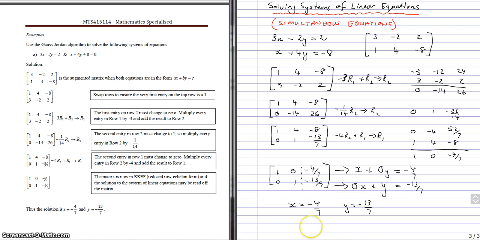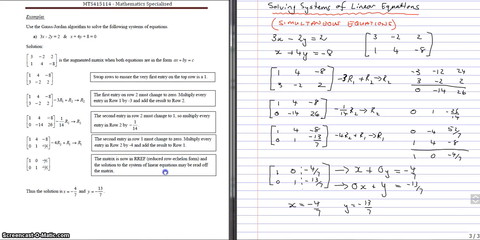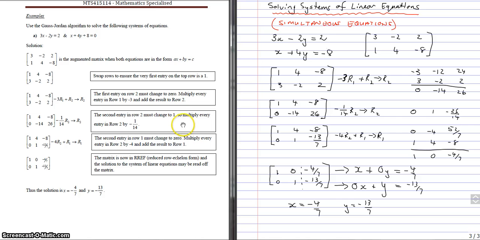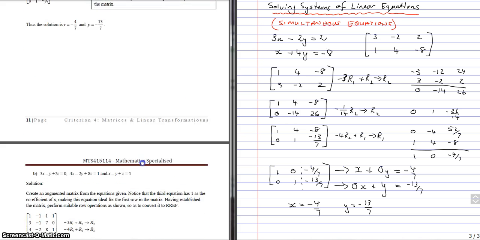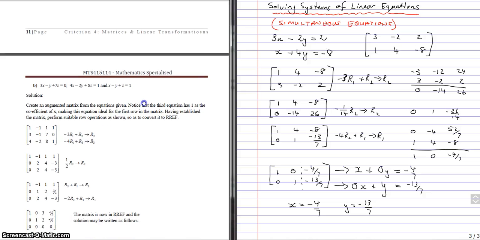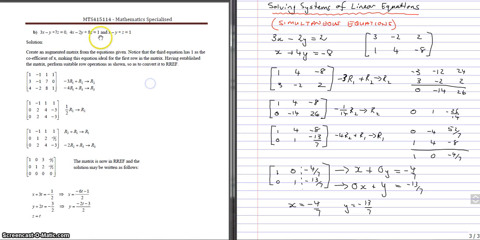Okay, a fairly straightforward example to give you the idea of what we need to do in this method. For simultaneous equations involving two unknowns, it's probably not the easiest way to go about it, but it's a useful way to demonstrate how to go about solving it. So we're going to have a look at the next example now.